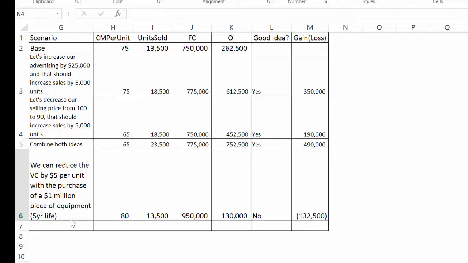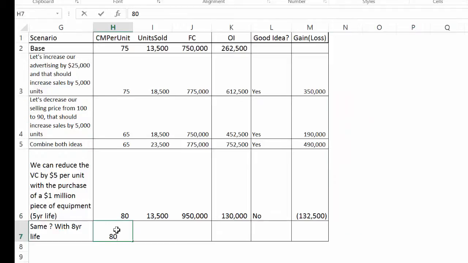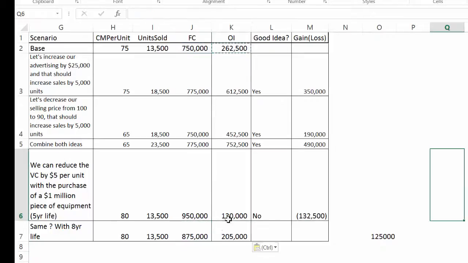Would it matter if this equipment could be amortized over, say, 8 years? So we could go in and we could check that. We're still going to have 80. We're still going to have 13,500. But now we have $1 million divided by 8 years is 125,000. We're going to add 125,000, and it's still not going to work for us. We're going to lose still 57,500. So we're going to go ahead and tell our manager that no, this is not something we're going to do.